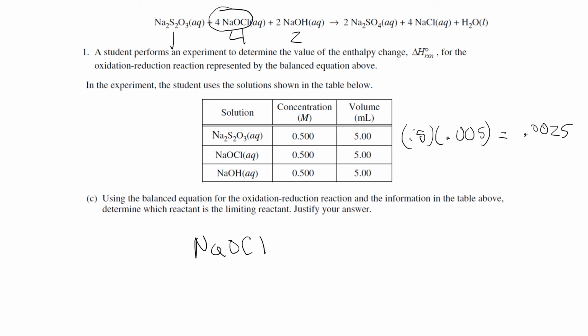Okay? And you would need to justify your answer based upon how much you have and how much you need. You could do all the math, but since they're all the same, you have the same number of moles for all of them, you can just figure it out for one and say, based upon the molar relationship, I would need 4 moles to every 1 mole and 2 mole, and I do not have that molar relationship.